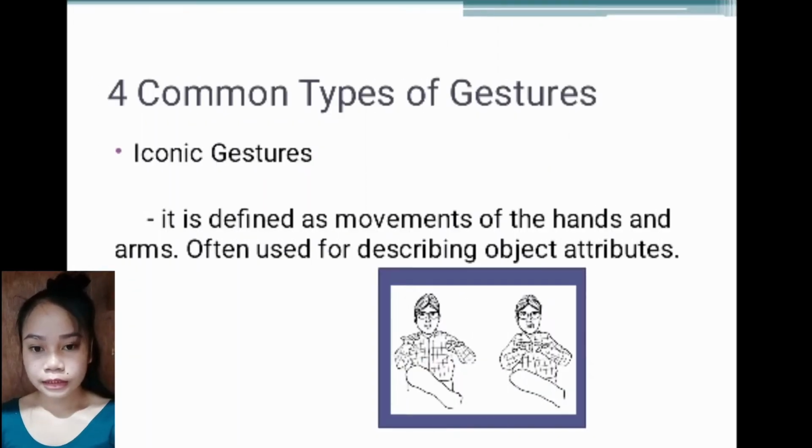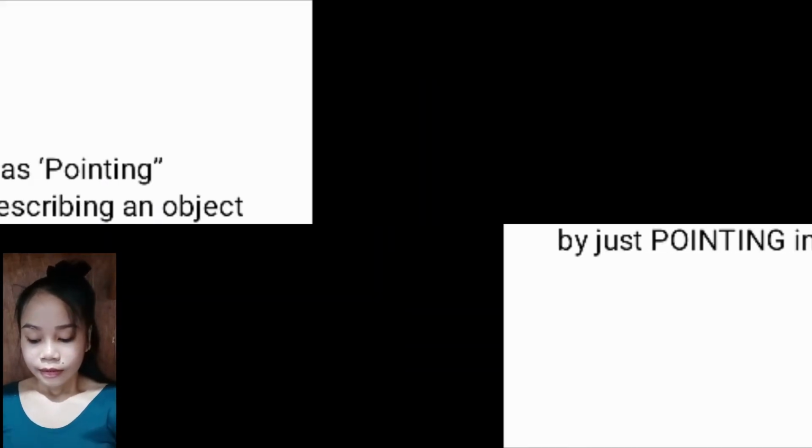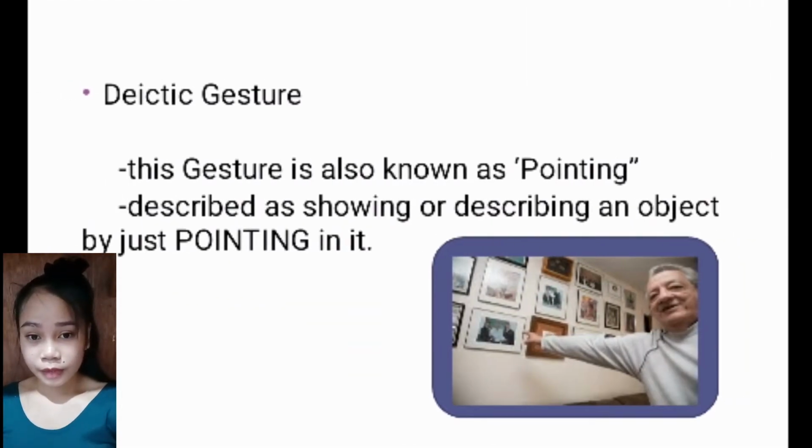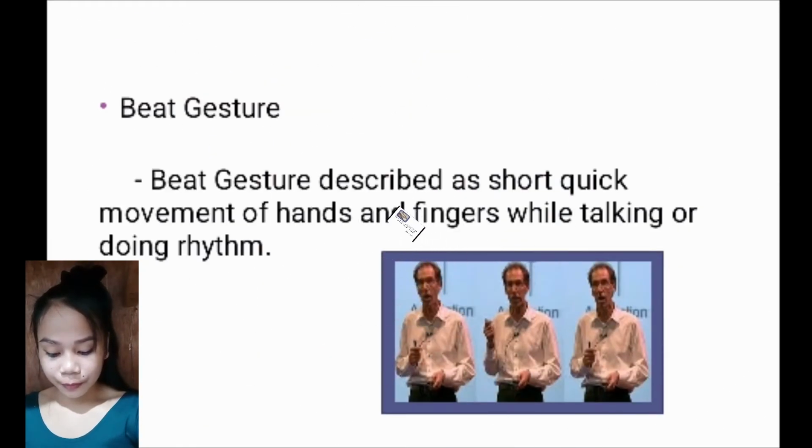According to David McNeill, there are 4 types of gestures. First one is iconic gestures. Iconic gestures is defined as movements of the hands and arms and often used for describing object attributes. It is seen to be a reflection of the meaning of what is said. For instance, we make a shape of a box. Meanwhile, deictic gestures are a common group of gestures that means pointing. This can easily be seen with children that extend their index finger or any body part to single out an object of interest.